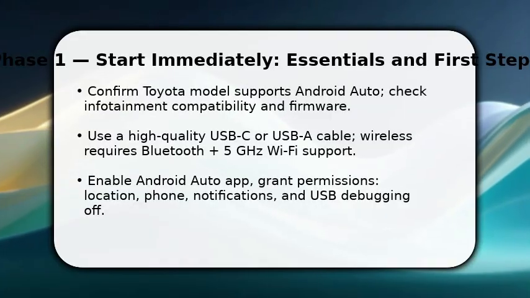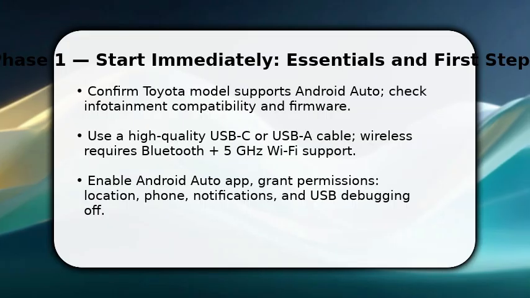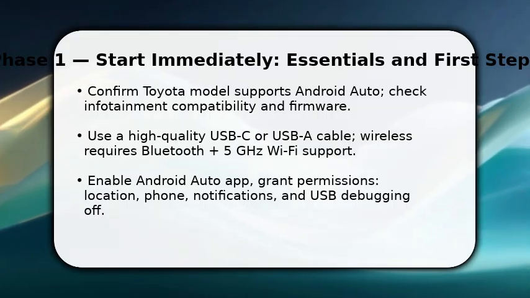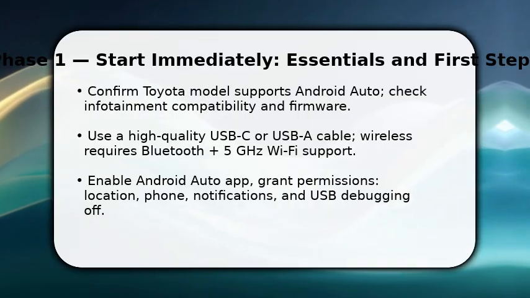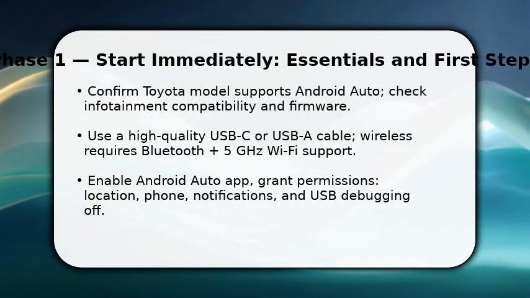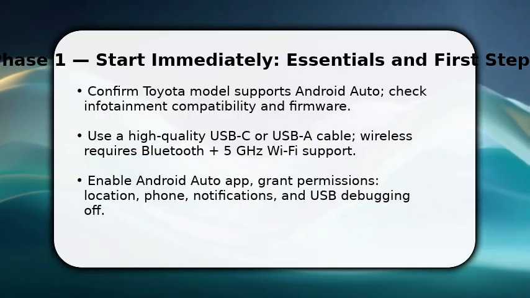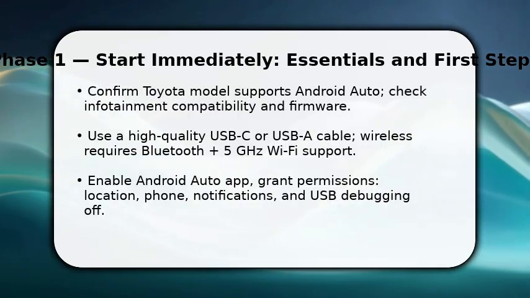You start by preparing both devices, your phone and the Toyota head unit. Plug a reliable USB cable now, because wired pairing prevents connection drops. If you prefer wireless, make sure the car and phone support Bluetooth plus 5 GHz Wi-Fi.